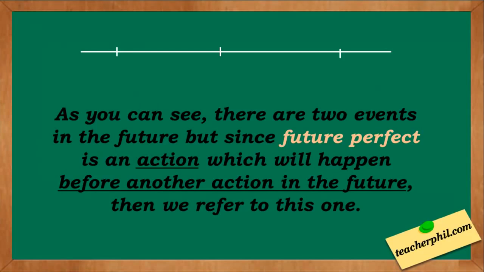Try to look at this closely. Here's the present and the two future events. As you can see, there are two events in the future. But since future perfect is an action which will happen before another action in the future, then we refer to this one.